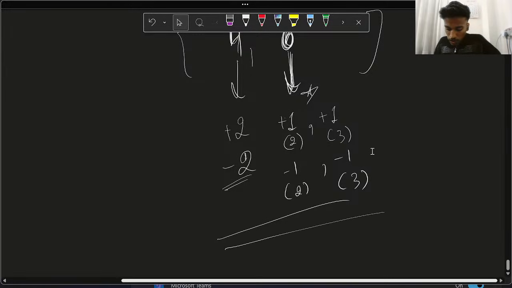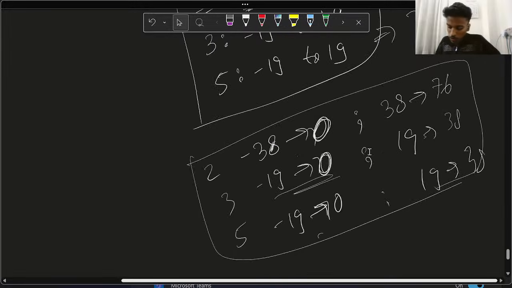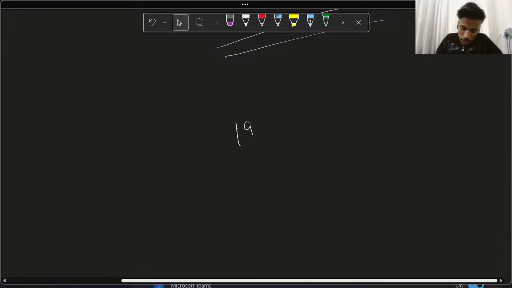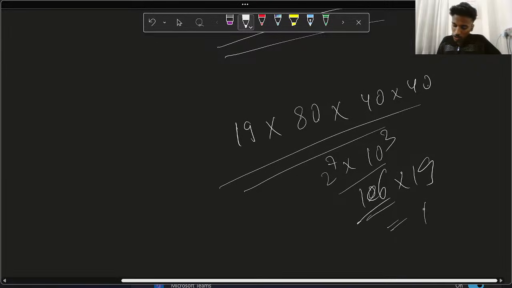This time we are definitely sure that this won't give TLE, because the index range is from 19, so 19 into about 80 into 40 into 40. How much is this? 2 power 7 into 10 power 3, so this is about 1e6 into 19. So it is somewhere around 1e7.